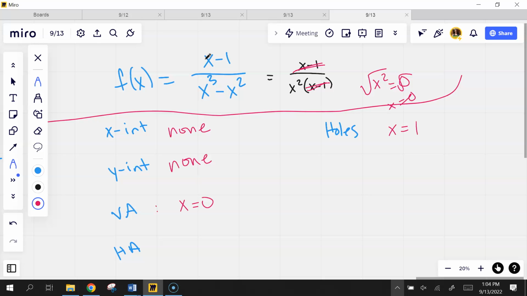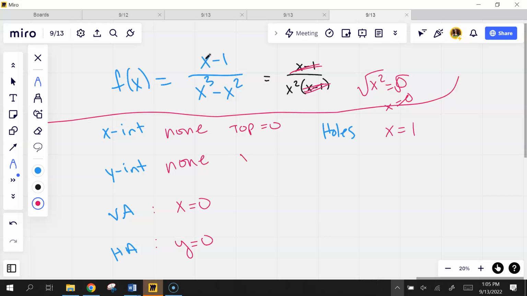Horizontal asymptote, bottom heavy. X-intercept is where the top equals 0. But you can't count something you've already removed. You removed the holes, so you can't count those. So there's no X-intercept. If you plug 0 in for every X, you get 0 minus 1 over 0 minus 0. Yeah, so it's undefined.